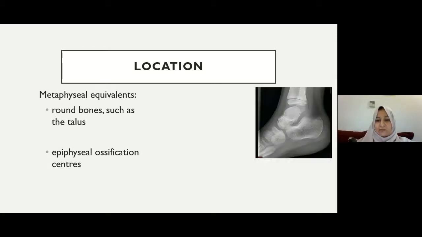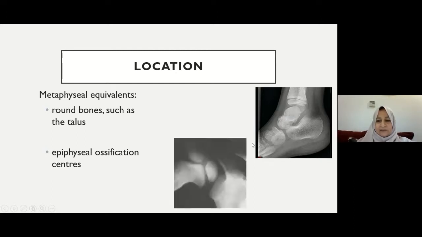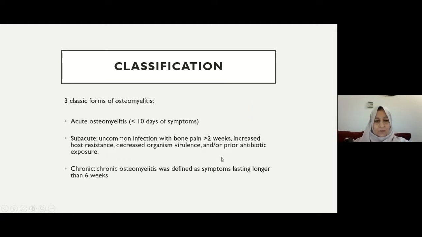Other metaphyseal equivalent locations are the round bones. Examples are the talus and any ossific center of any epiphysis. We have three clinical stages: acute osteomyelitis, where the symptoms last less than 10 days up to 2 weeks; subacute stage, where the infection lasts more than 2 weeks and is mostly due to a partially treated patient; and chronic stage, where the infection lasts more than 6 weeks.